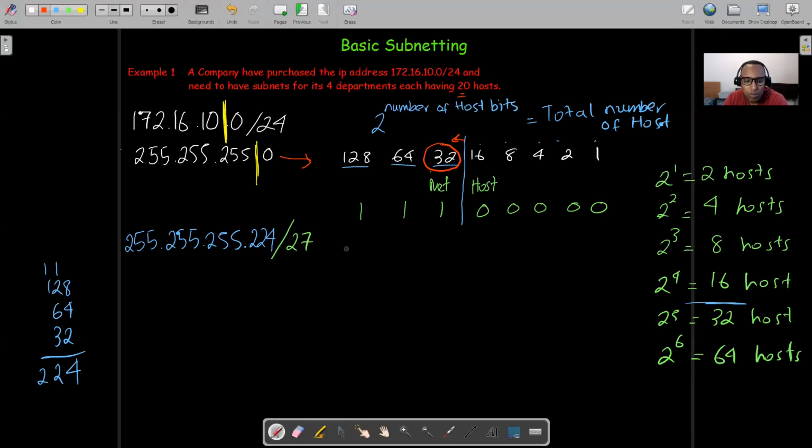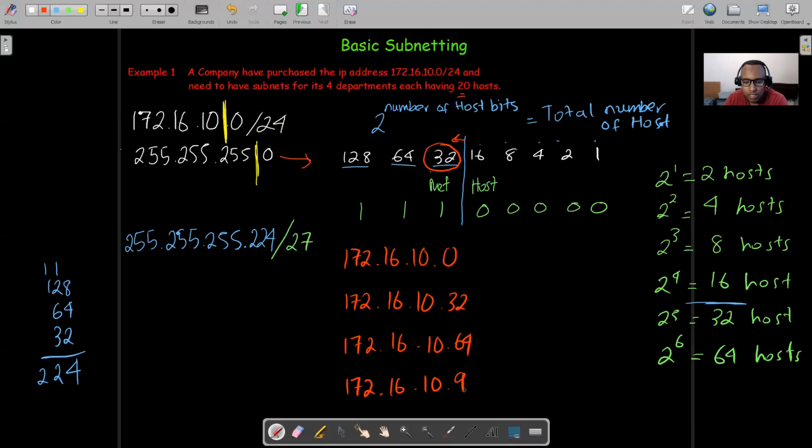So our first network starts from 172.16.10.0, and so the next network will start from 32 for our last octet. It's 172.16.10.32. And then following that, the next increment will be 172.16.10.64, and then adding the last 32 to our fourth subnet is 172.16.10.96. So these are 1, 2, 3, and 4. These are our 4 networks.